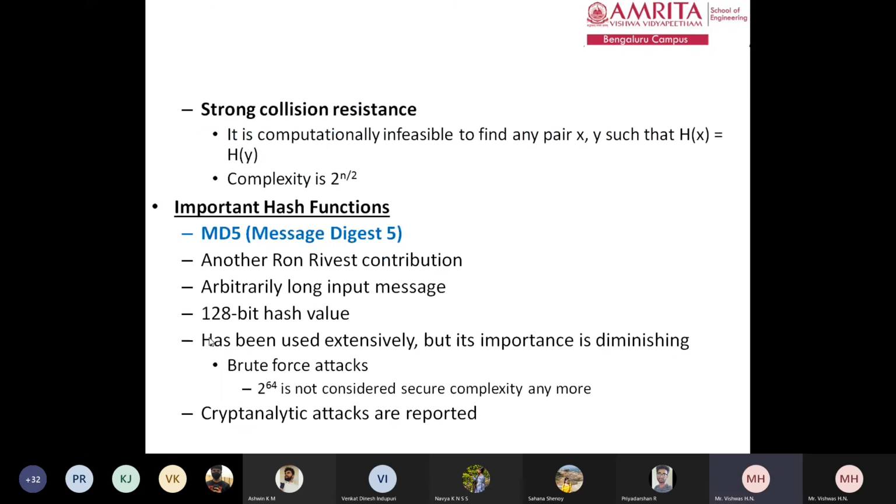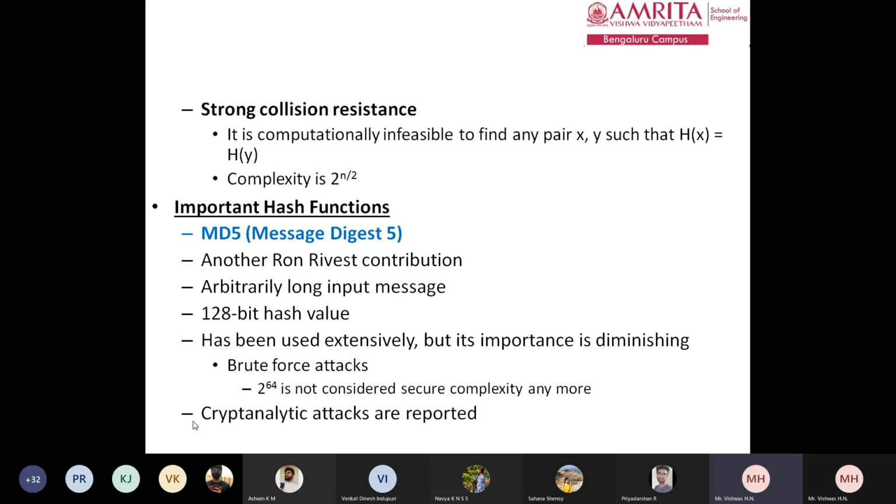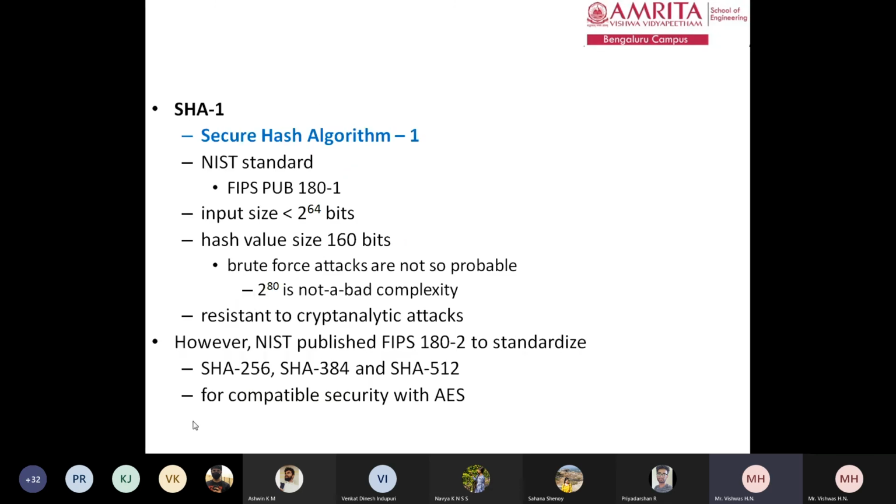The other one is SHA, Secure Hash Algorithm 1. It is a NIST standard. Input size of the data should be less than 2 to the power 64 bits. Hash value size will be 160 bits. The previous one, MD5, has a 128 bit hash value, and for SHA it is 160 bits. SHA-1 is also widely used, students.